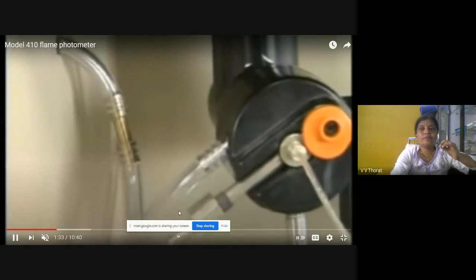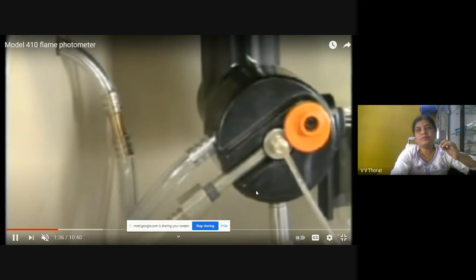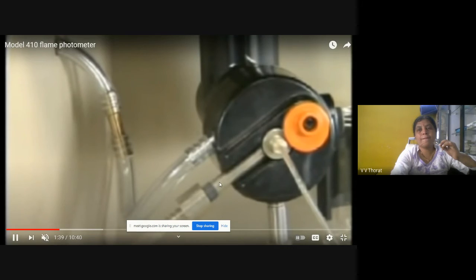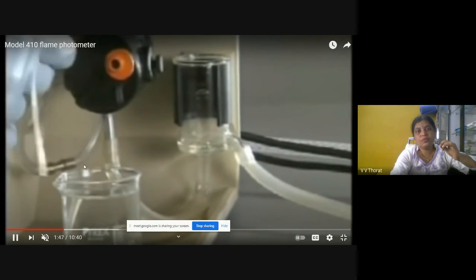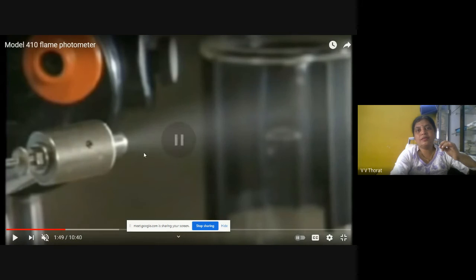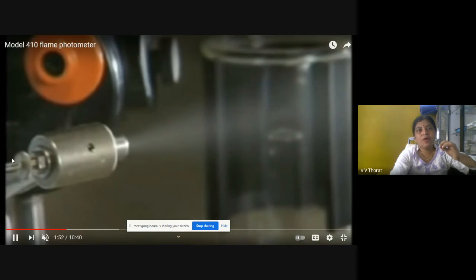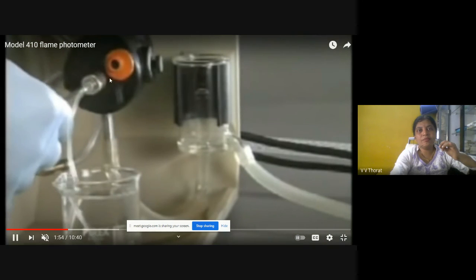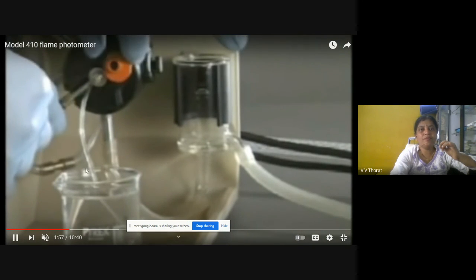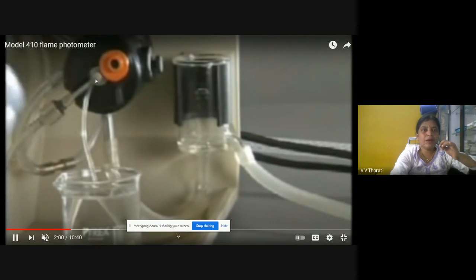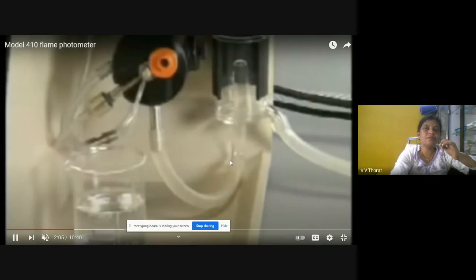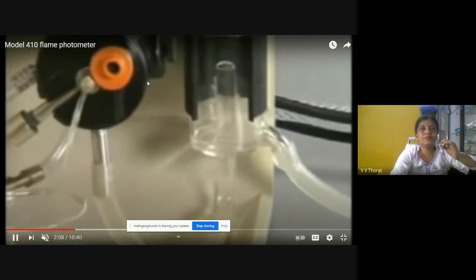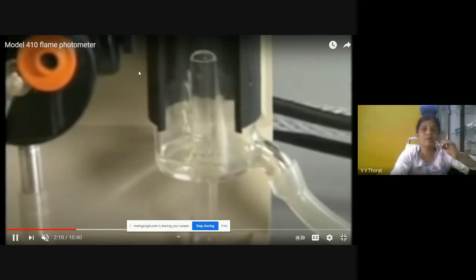And then you have a nebulizer. You will be able to see the nebulizer. See, your sample solution will go through the center, and it is aspirated in the form of a spray. Because of the nebulizer, this rod is a nebulizer. So the sample is sucked from this tube, and the nebulizer will convert it into a fine mist. Spray matlab mist, fine droplets, and then it is introduced into the flame.